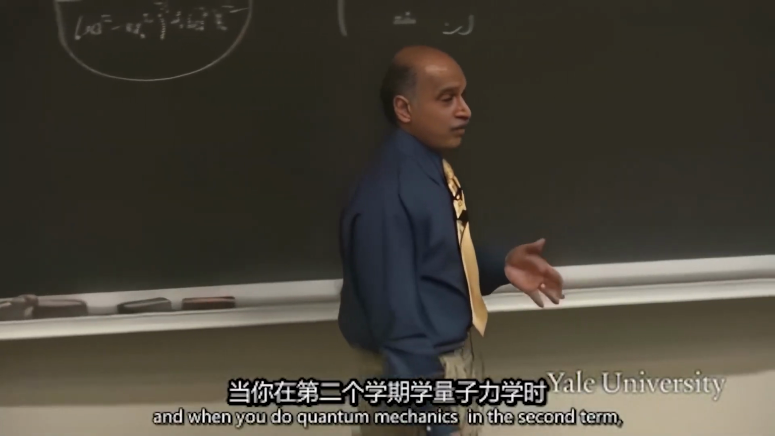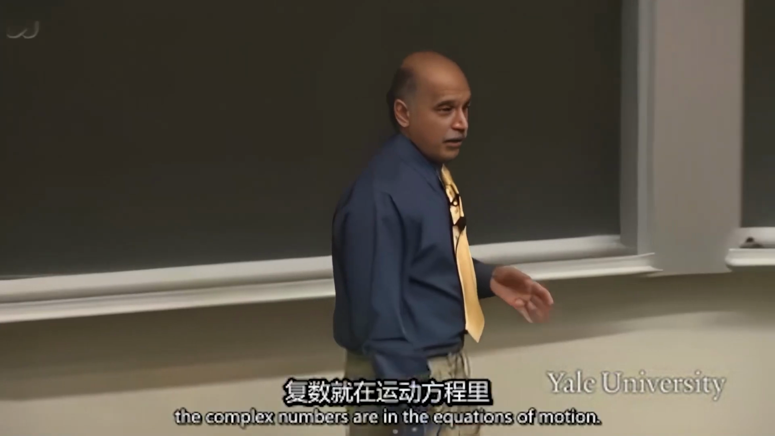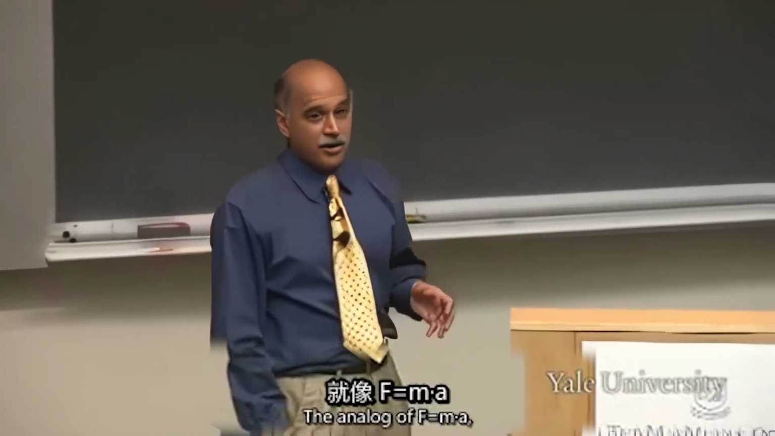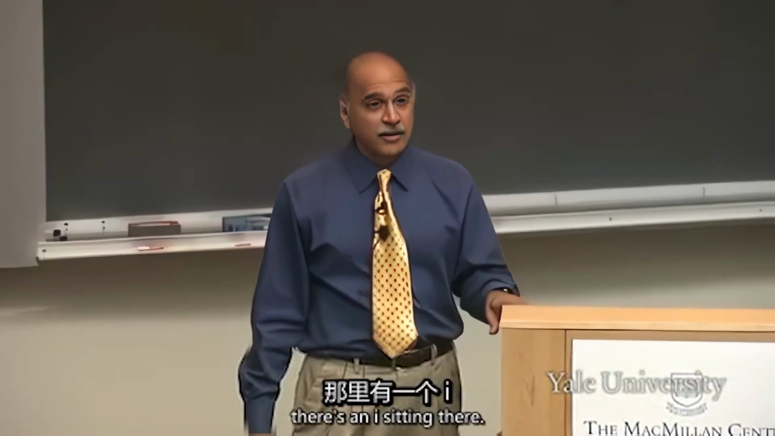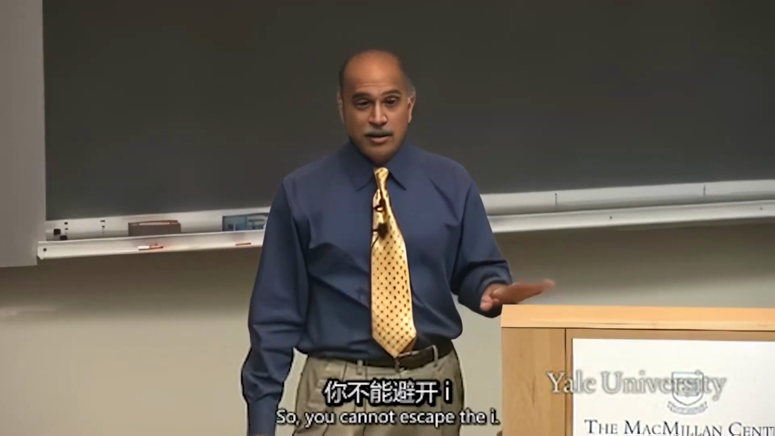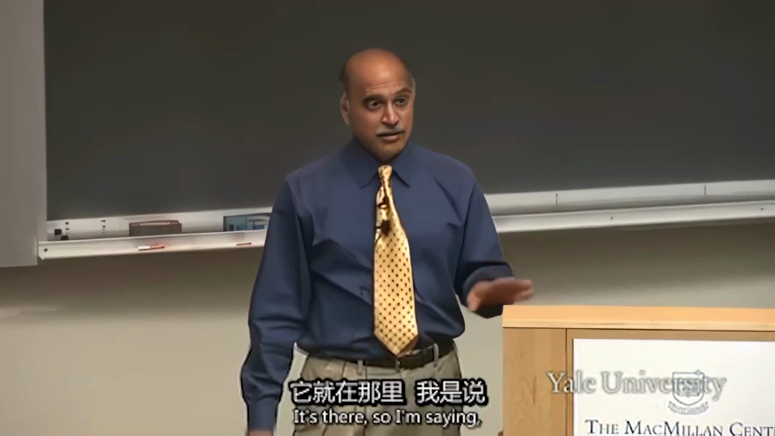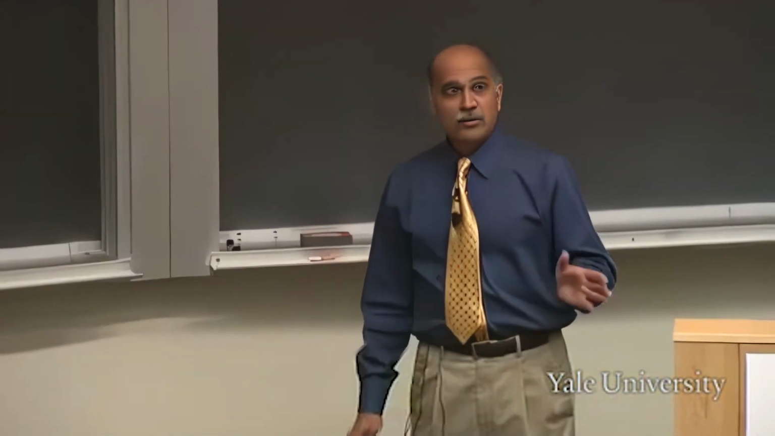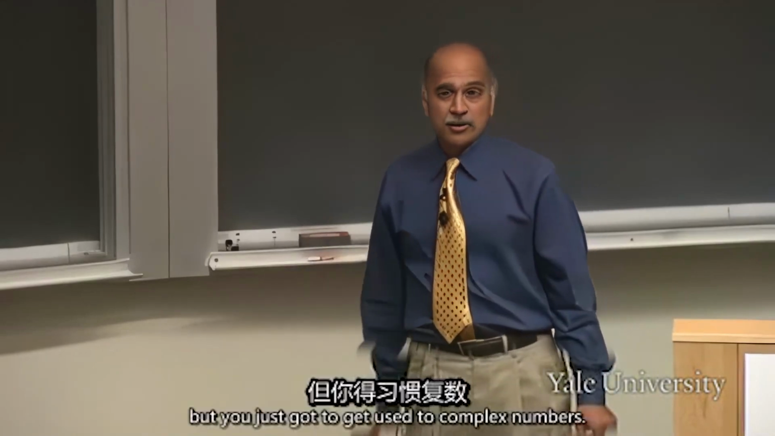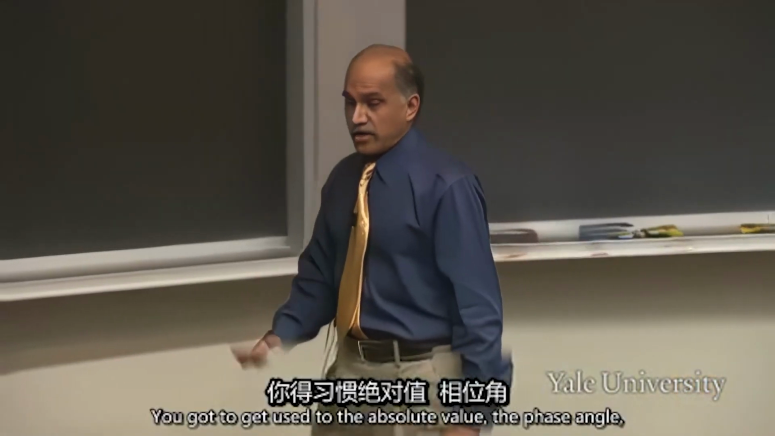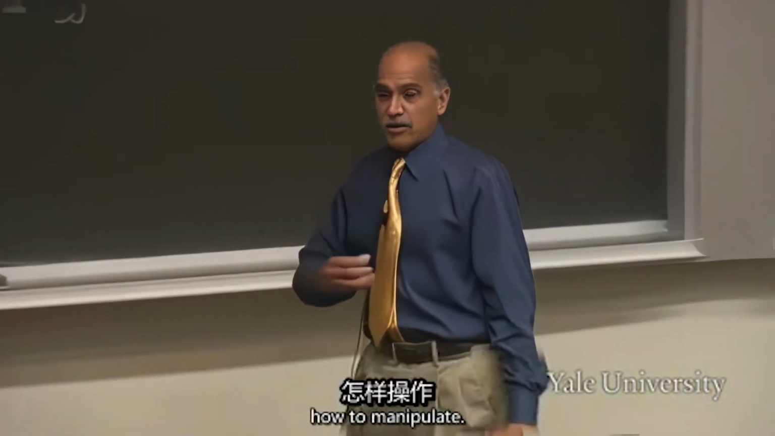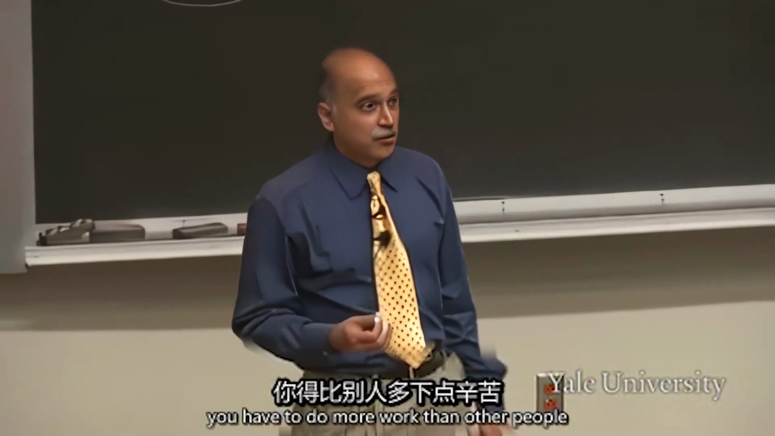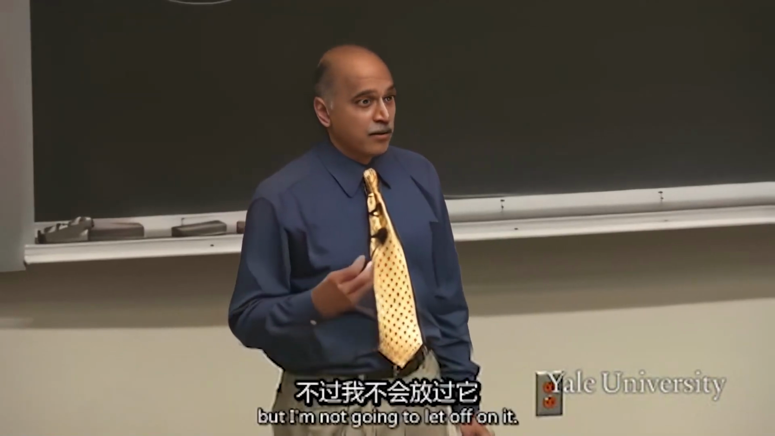And when you do quantum mechanics in second term, complex numbers are in the equations of motion. The analog of F equals ma, there's an i sitting there. So you cannot escape the i. It's there. So I'm saying, depending on how much exposure you had, you have to do more or less work, but you just got to get used to complex numbers. You got to get used to the absolute value, the phase angle, how to manipulate them. If you already know it, good. If you don't know it, you have to do more work than other people. But I'm not going to let off on that.